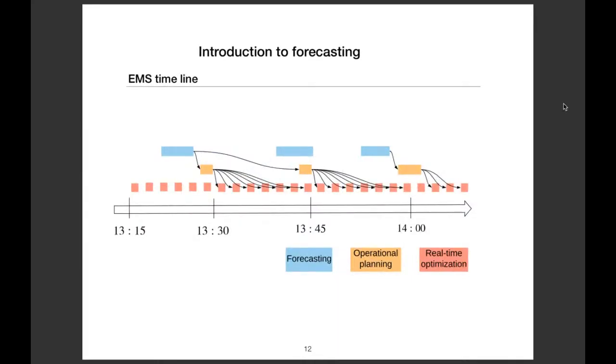If we look at the EMS timeline, for instance, here you have the forecasting module that is in blue. It produces some forecasts, for instance, every 15 minutes. These forecasts are used for the operational planning module that computes a planning every 15 minutes. And you have in red the real-time optimization module that computes a decision in real time, for instance, every minute, and that uses the operational planning as input.